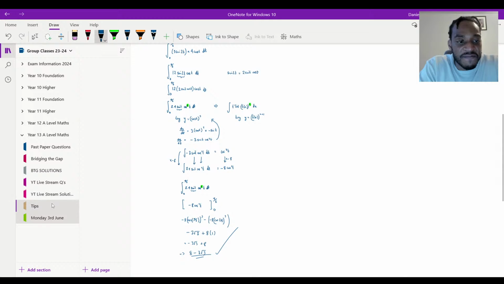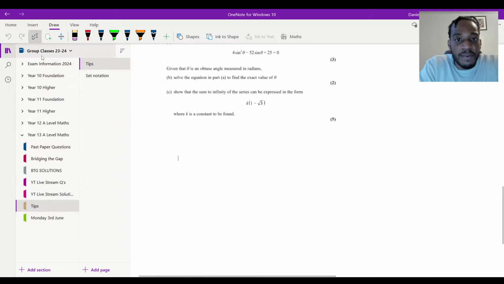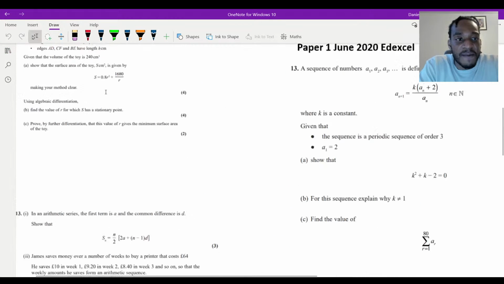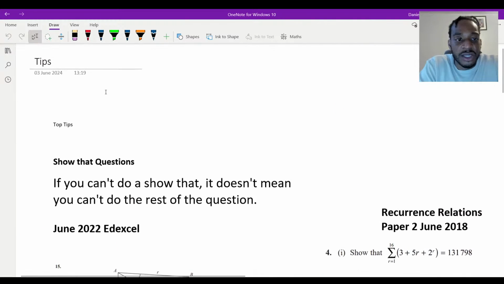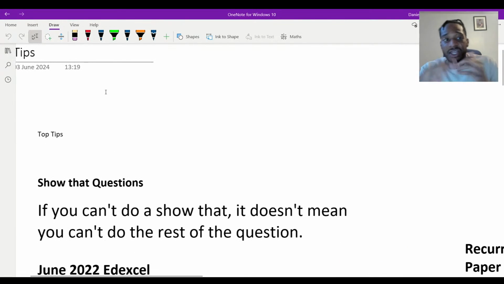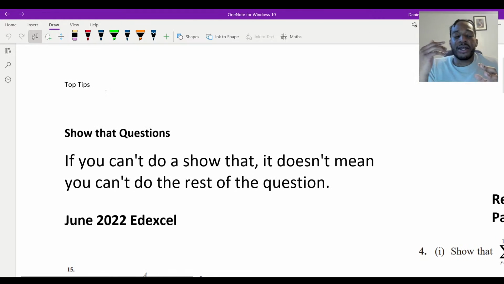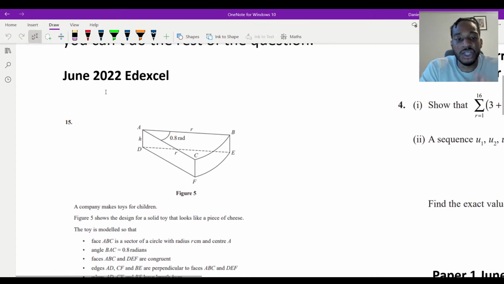I've got a couple of tips for you guys, right? So firstly, my first tip for tomorrow is show that questions. I get this a lot with students. I'm in a lesson with a student. They say they can't do a question, and it's a show that, and then they say they can't do the rest of the question. One thing that you should always remember is that if you can't do a show that question, it doesn't mean you can't do the rest of the question. That's super important. So I've got an example here.